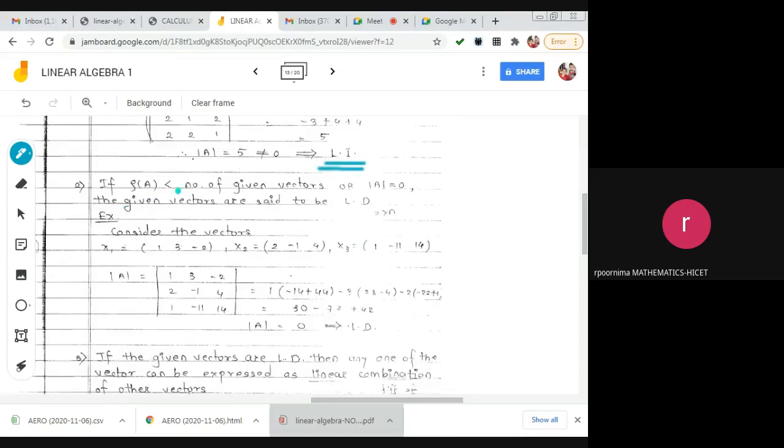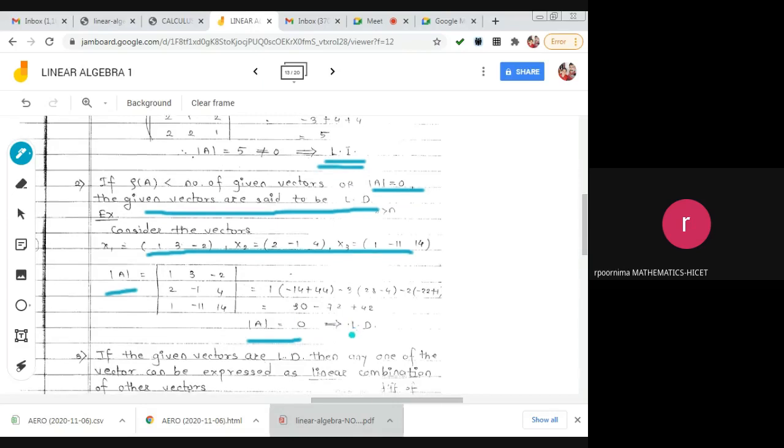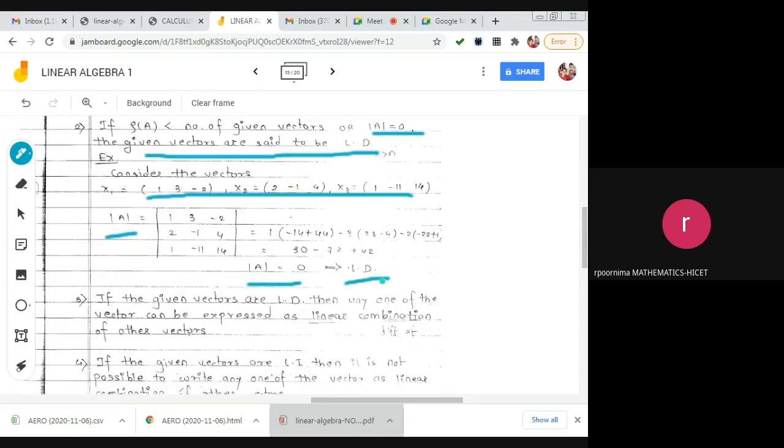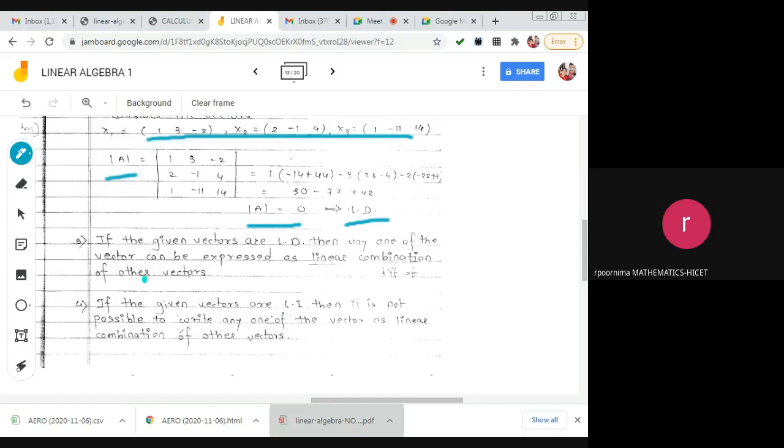If the rank of A is less than the number of given vectors, or the determinant of A equals 0, then the given vectors are said to be linearly dependent. Consider an example with 3 given vectors. You combine them to get the determinant of A, expand it, and check whether the determinant is equal to 0. If it is not 0, it is a linearly independent case. If it is equal to 0, it is a linearly dependent case. Likewise, you have to identify linear dependency and independency.